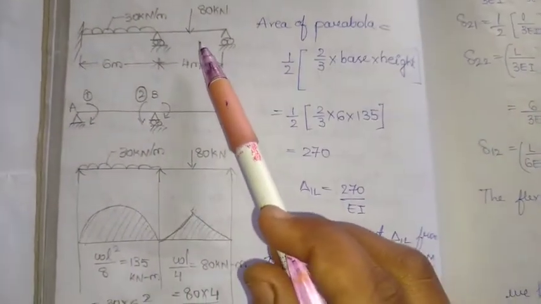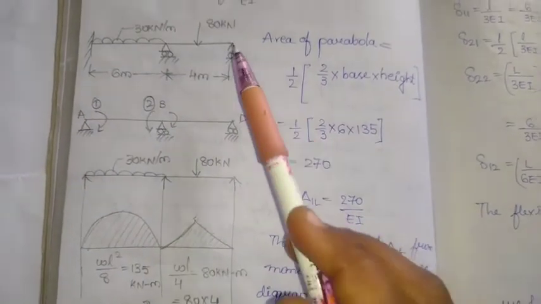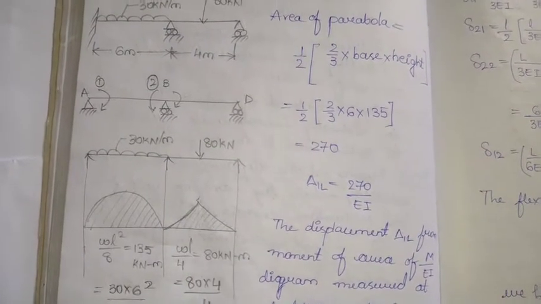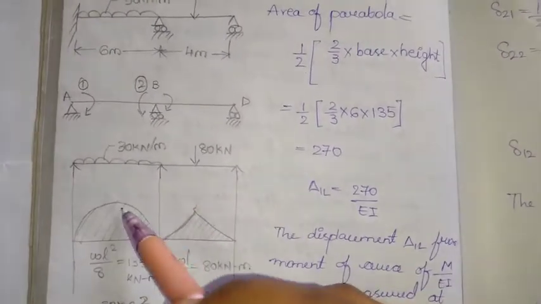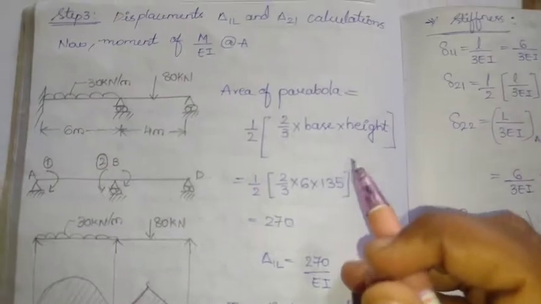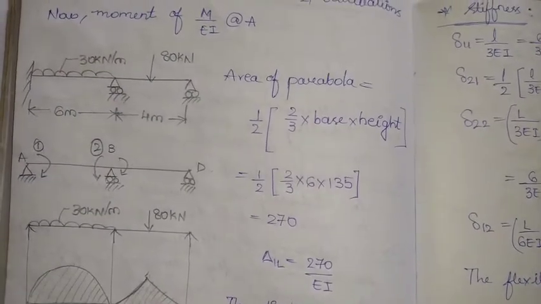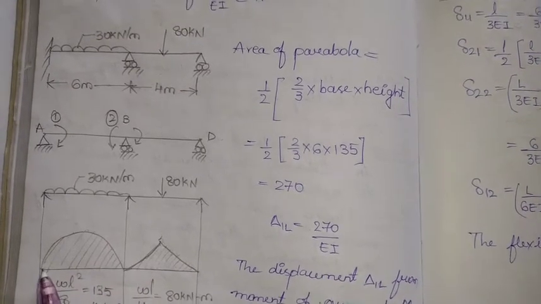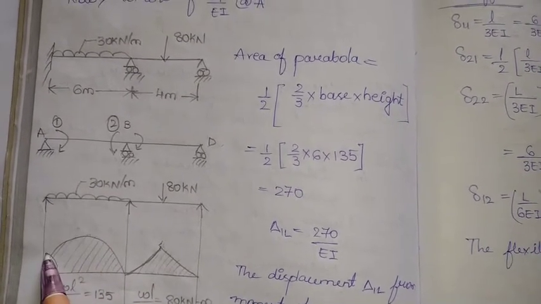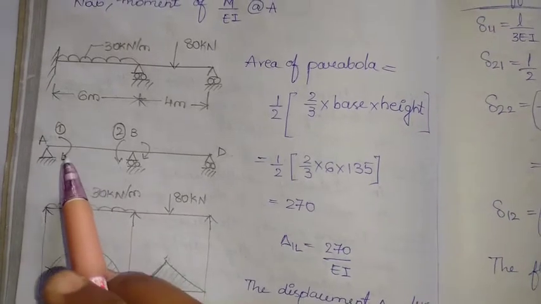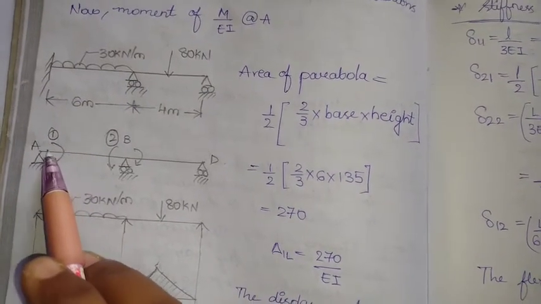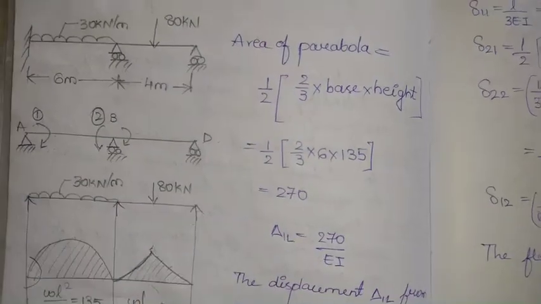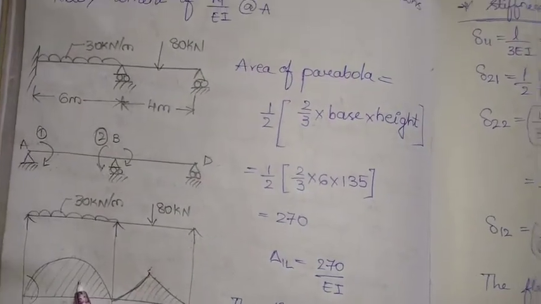Next we have the central point load. It is WL by 4, where W is 80 and L is 4, so 80 into 4 by 4. So we'll get the moment, and the height of this will be known. In the conjugate beam method, the area of the first part, the parabola, would give us the redundant force at section 1, whatever we assumed, that is MA, equal to the area of the first part, that is the area of the parabola.